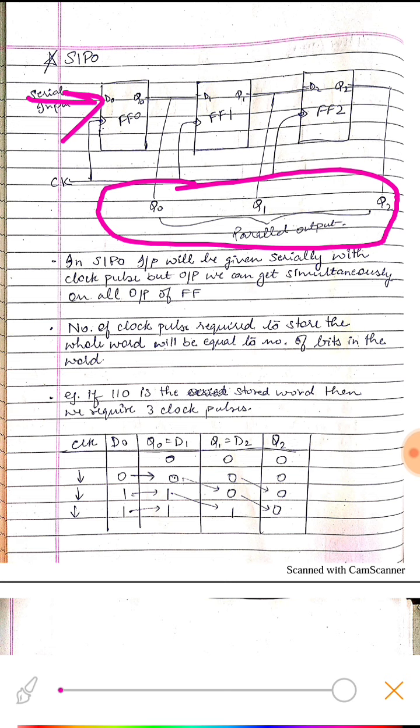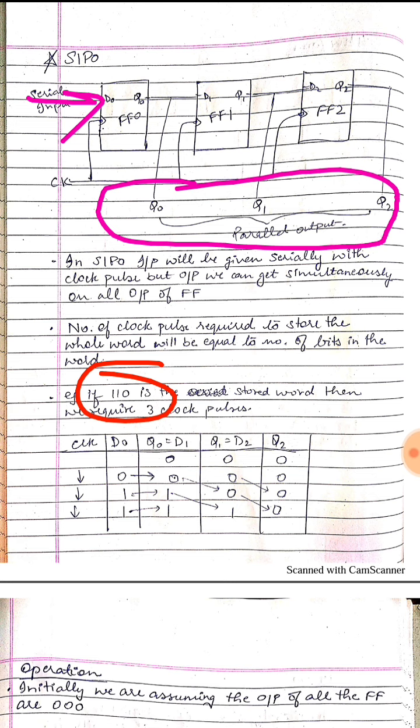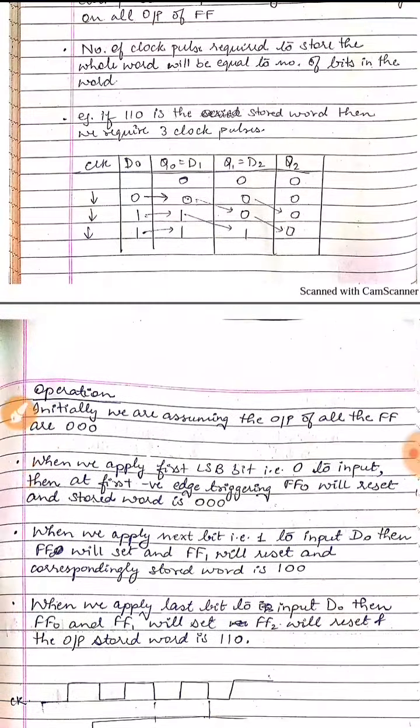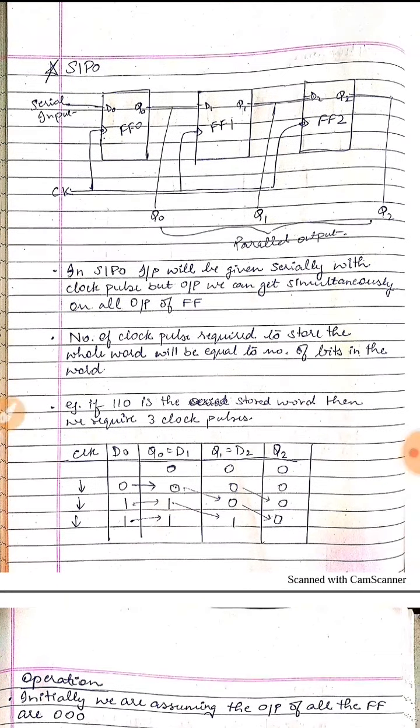So the number of clock pulses required to store the whole word will be equal to the number of bits in the word. Okay, how many clock pulses will be required? It will be equal to the number of bits we need to store. So in this example, we need to store 110. Data will be fed serially and we want to extract it in parallel form, that is simultaneously from all the flip flops. So this is how the diagram will look.